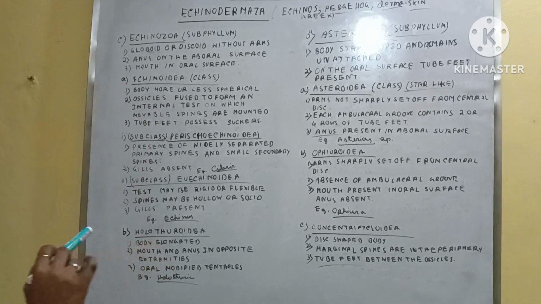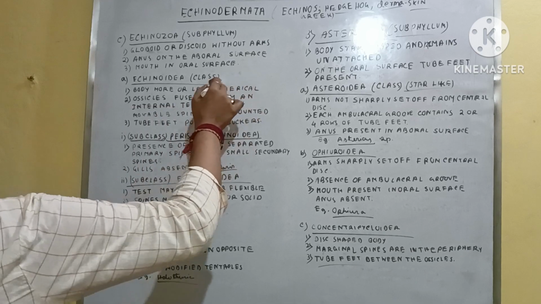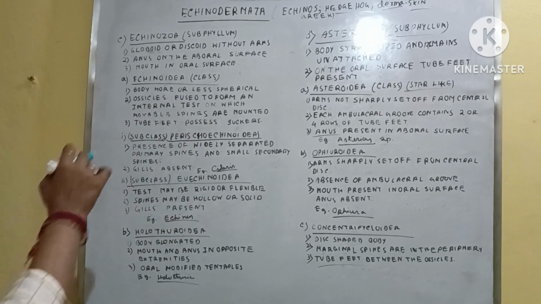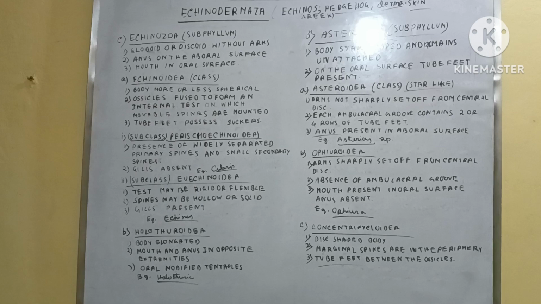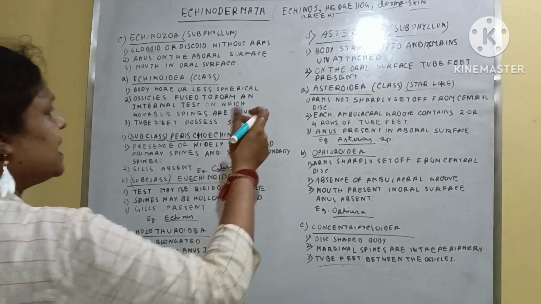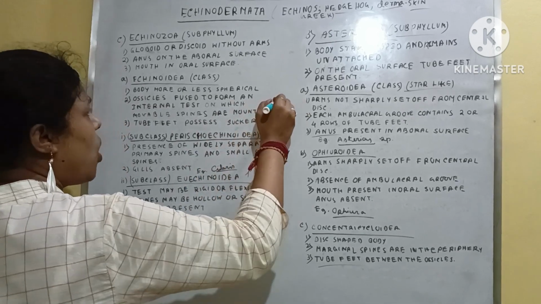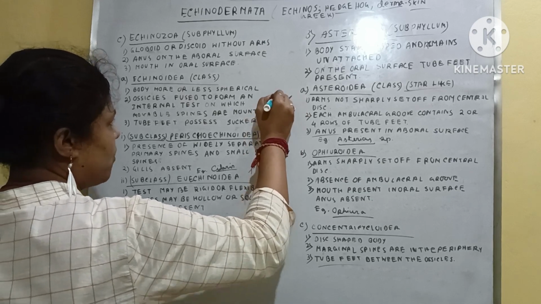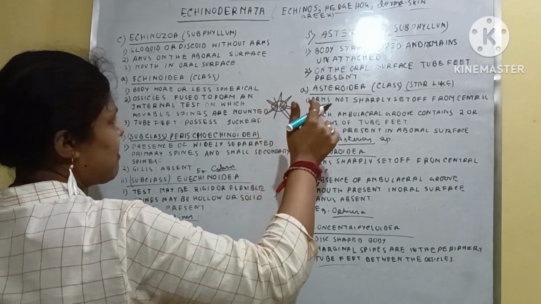So here the features of that: the body is more or less spherical. It looks spherical in shape. And second point, the ossicles are fused. All the ossicles are fused to form an internal test, or you can say an internal structure, and on it the spines are established.